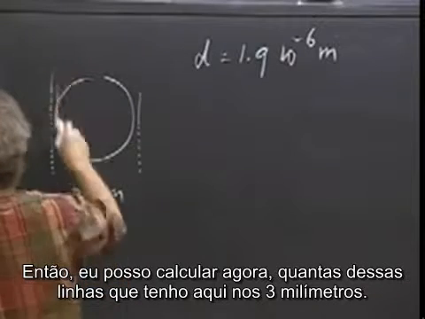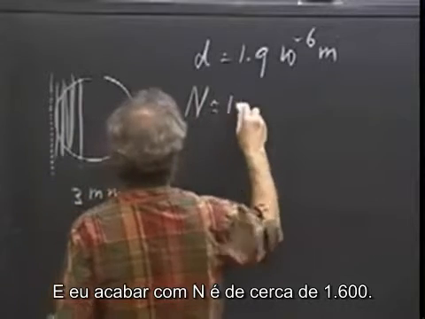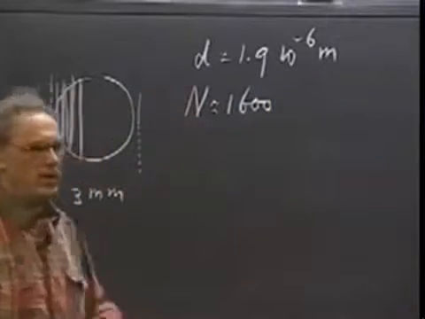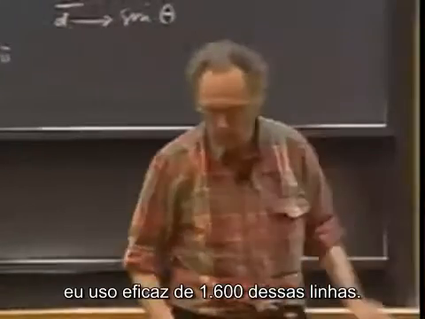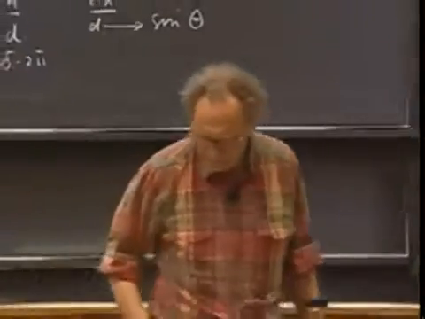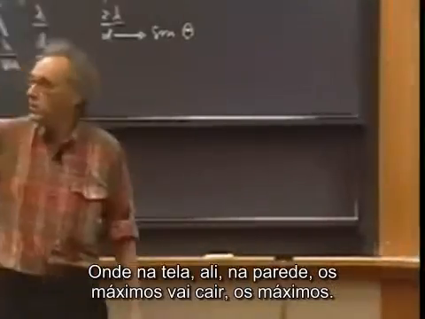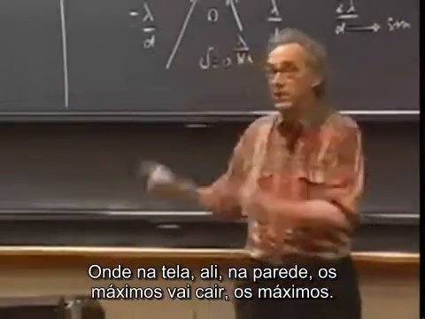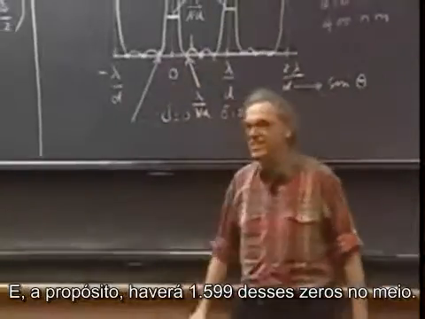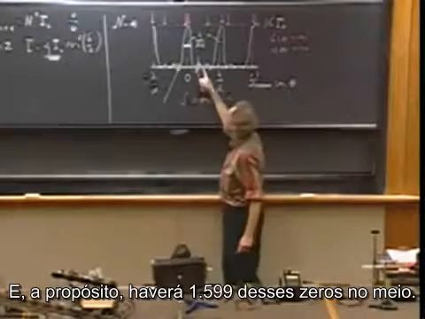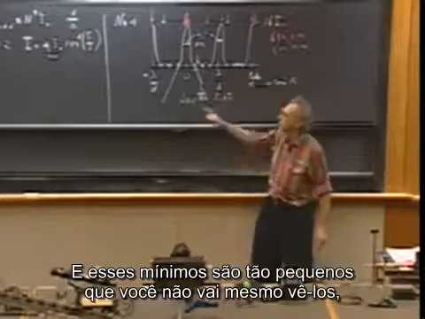So I can calculate now how many of those lines I have here in the 3 millimeters. And I end up with n is about 1,600. So when I shine my laser beam through my grading, I use effectively 1,600 of those lines. And I can calculate now what the angles are where on the screen there, on the wall, the maxima will fall. And by the way, there will be 1,599 of these zeros in between. And these minima are so small that you won't even see them. You will only see the maxima.